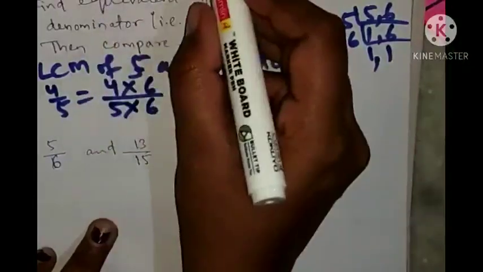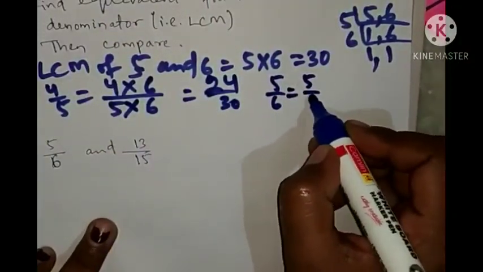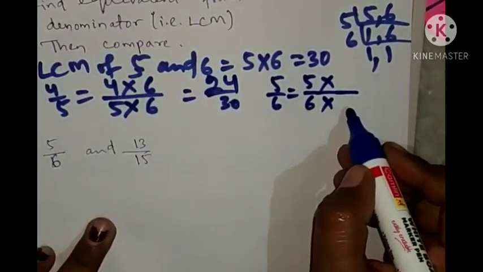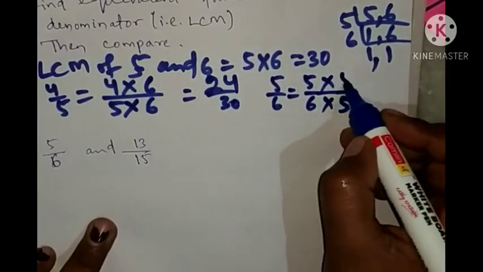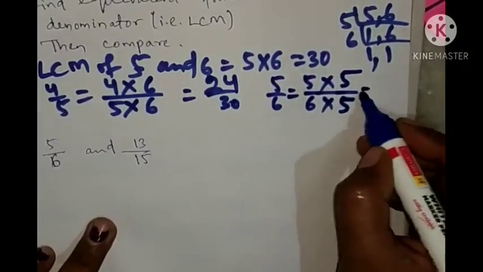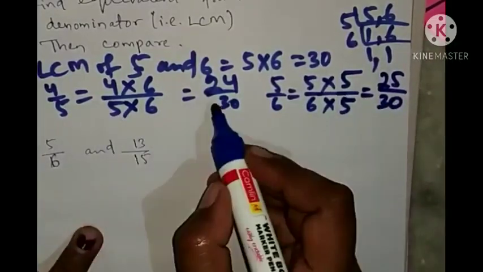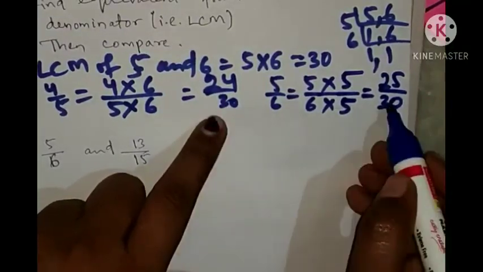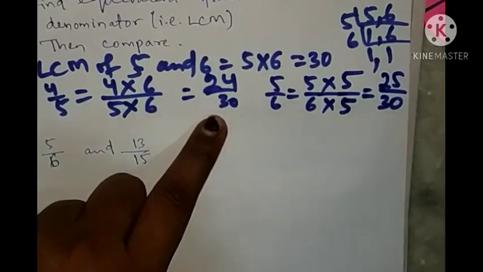Next, 5 by 6. We need to make the denominator 30. So we'll multiply 6 by 5, and the numerator also 5 into 5. So 25 by 30. Look at here, now they have the same denominator. Same denominator means they became like fractions.